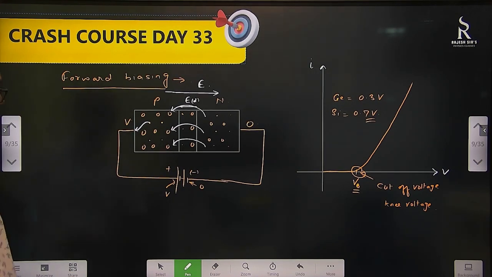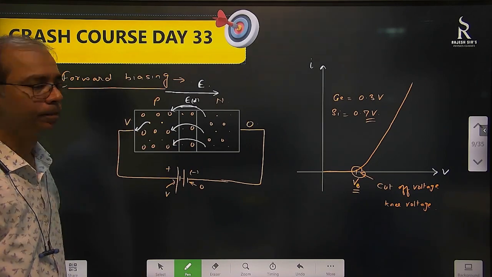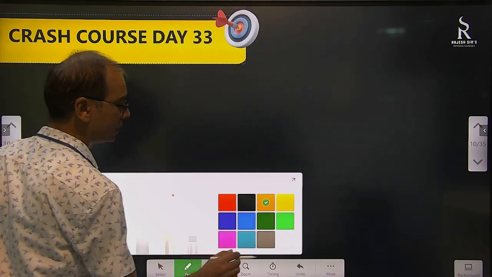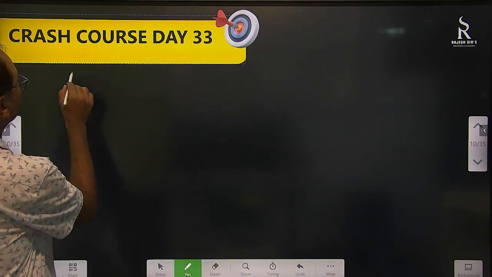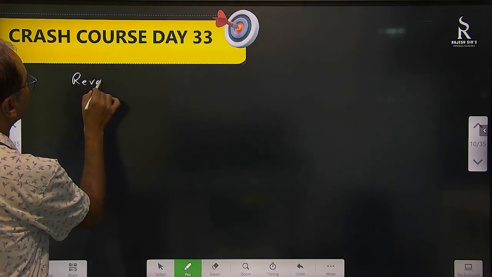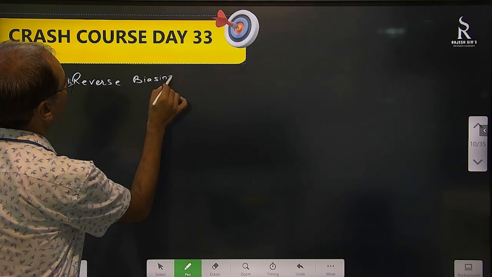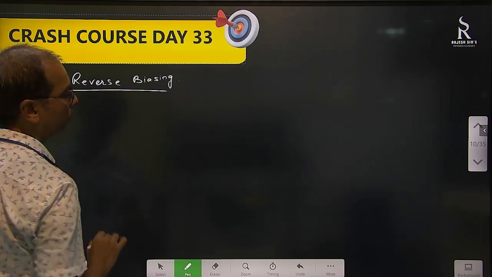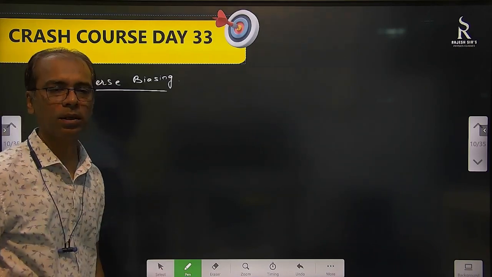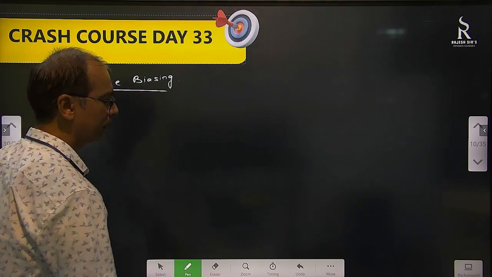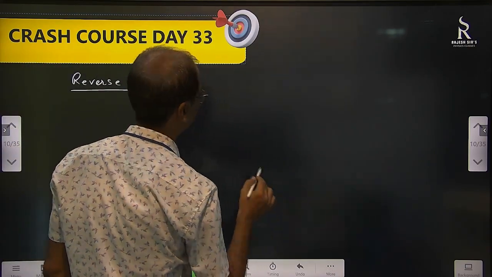Okay, this is forward bias. Then we have another one, reverse bias. And in this one, what do we do? We connect the p-type semiconductor with the negative terminal of the battery, and the n-type we connect with the positive terminal of the battery. Okay, what happens in this?